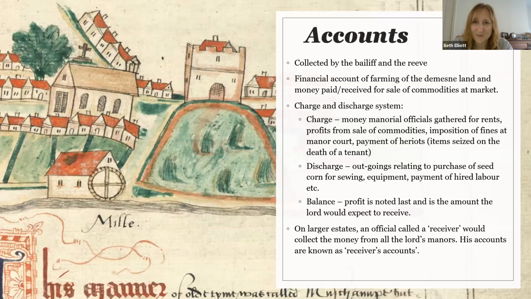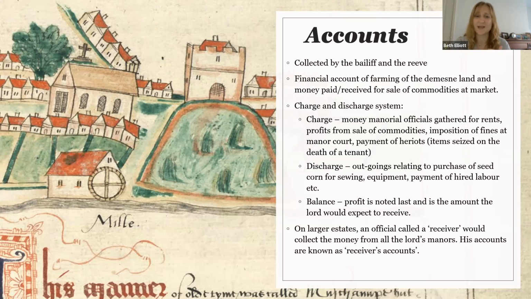We also will see accounts appearing in manorial records. I don't think this will be that dissimilar to your own image of what an account is. So basically, it's your classic charge-discharge balance system. Accounts were collected by the bailiff and the reeve. So if you remember from before, the manor official would collect the accounts. And these are a financial account of farming of the domain land, money paid and received for commodities at the market. So when we talk about the charge, that's the money that the lord is bringing in.